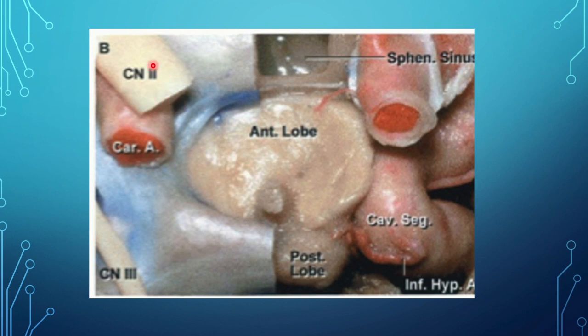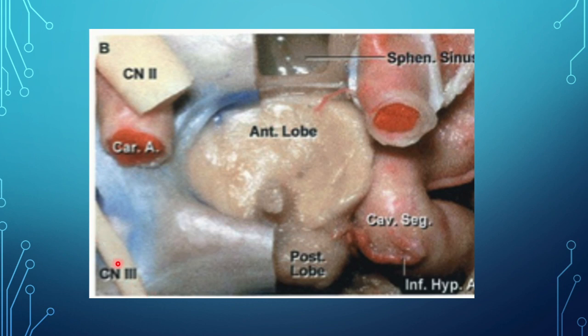So this is the optic nerve, this is the cavernous segment of the ICA on either side, this is the anterior lobe. The bone on the right-hand side has been removed just to expose the posterior lobe. This is the pituitary stalk again. The third nerve, you can see it's running on either side, but it's too far lateral.